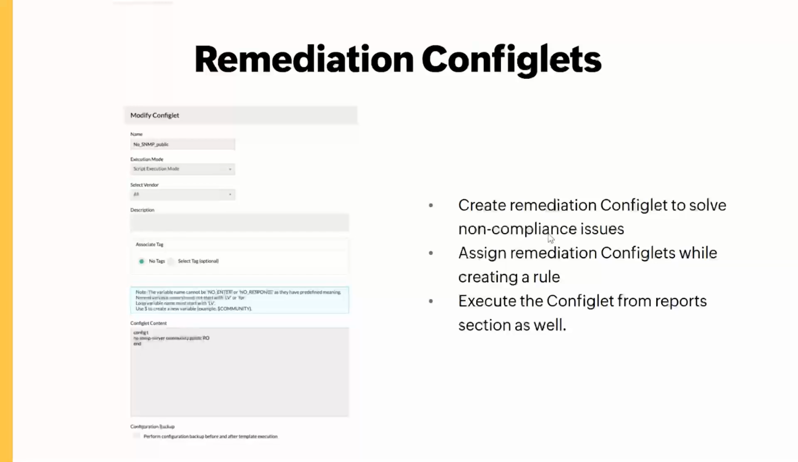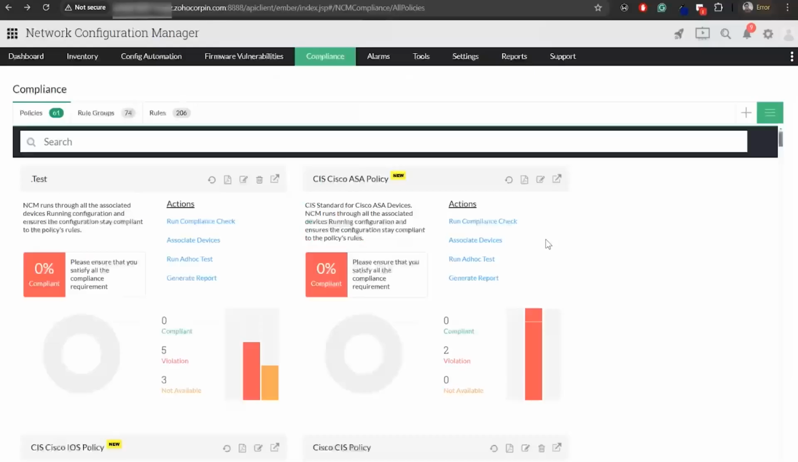Now let's talk about remediation configlets. You can create remediation configlets to resolve any non-compliance issue. These remediation configlets can be assigned while creating the rule itself. So if a rule is violated, you can simply choose to remediate the specific rule violation immediately using Network Configuration Manager. Let me show you that in the UI.